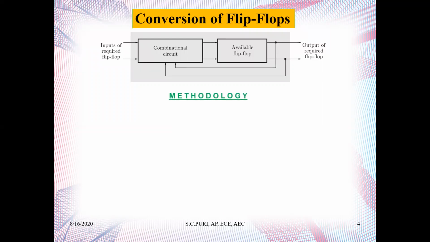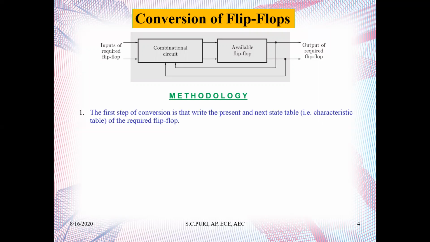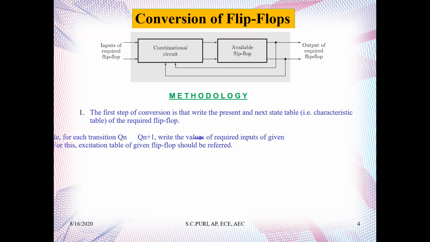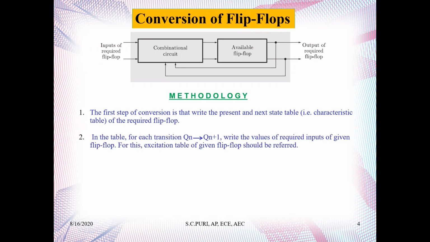Now the methodology, how we will be able to do that. We have a certain flip-flop in our hand, and we need to find the characteristic of some other flip-flop using that particular flip-flop. So what is the methodology behind it? The first step of conversion is to write the present and next state table, that is, the characteristic table of the required flip-flop. In the table, for each transition Q1 to Q1 plus 1, write the values of required inputs of the given flip-flop. For this, the excitation table of the given flip-flop should be referred.